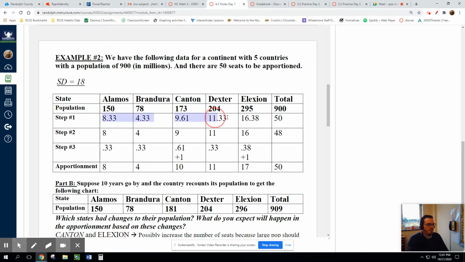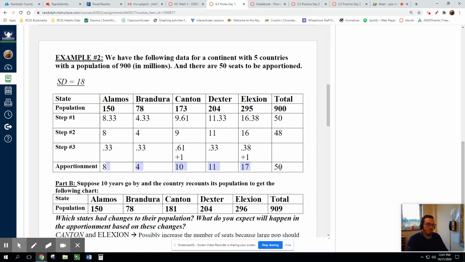And so here are the steps for the seats that they have apportioned. So they should all add up to 50. Using Hamilton's method, we get 8, 4, 3, 11, 16, which gives us a surplus of 2. And the 0.61 and 0.38 give us the extra ones. So here's the final apportionment for the Hamilton method in example 2.